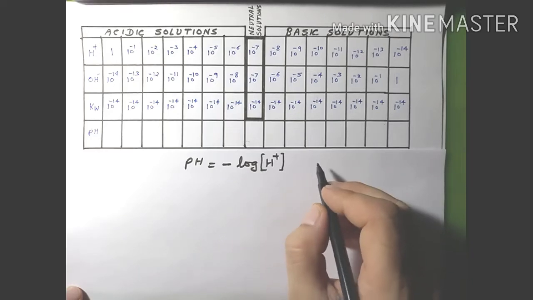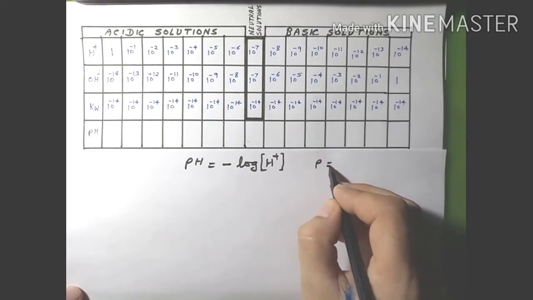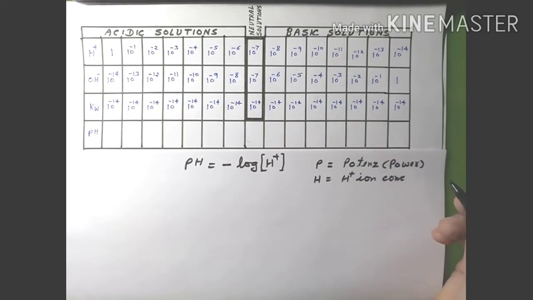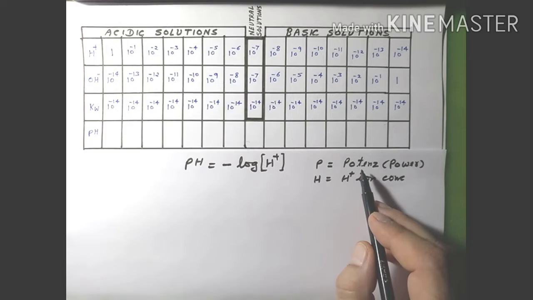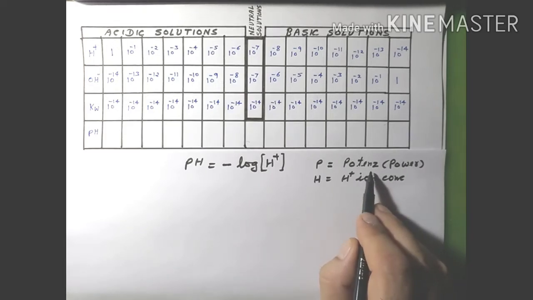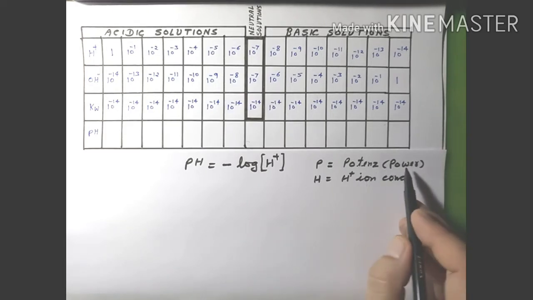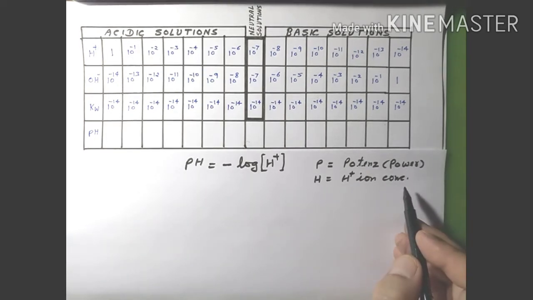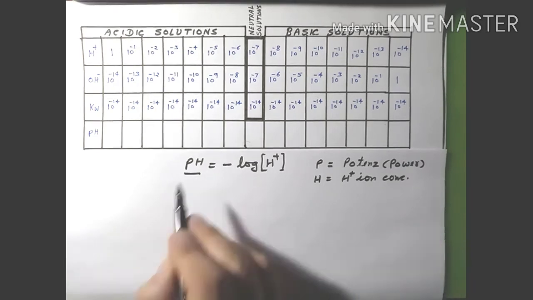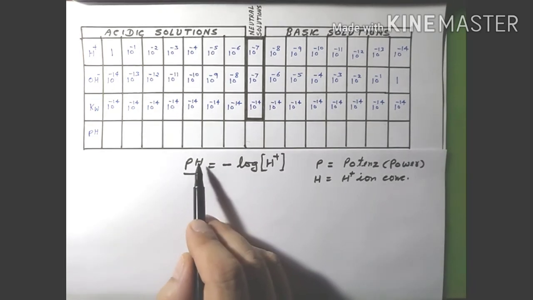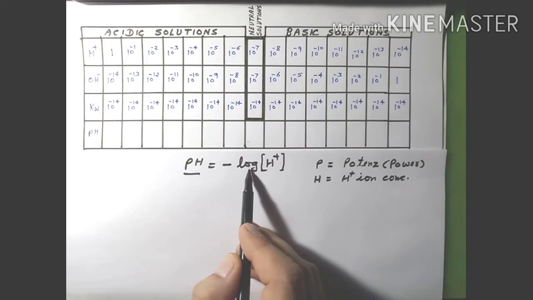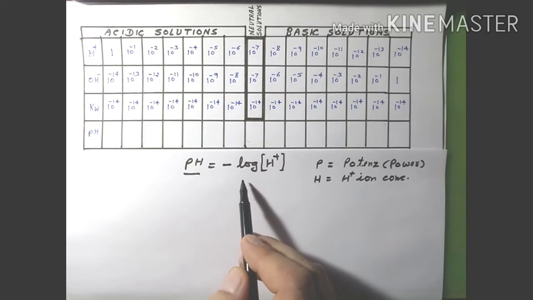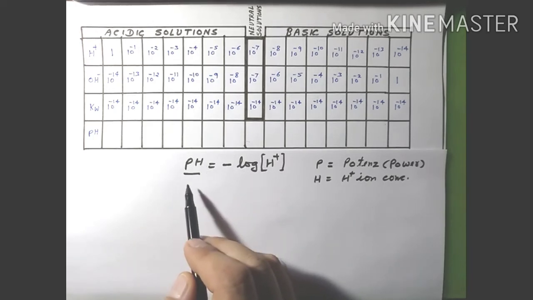What does pH mean here? Here P stands for potence. It's a German word, and potence means power, and H stands for H plus ion concentration. So how do we define this pH? We define pH like this: pH is the negative logarithm of H plus ion concentration, and by using this formula we will calculate the value of the pH.